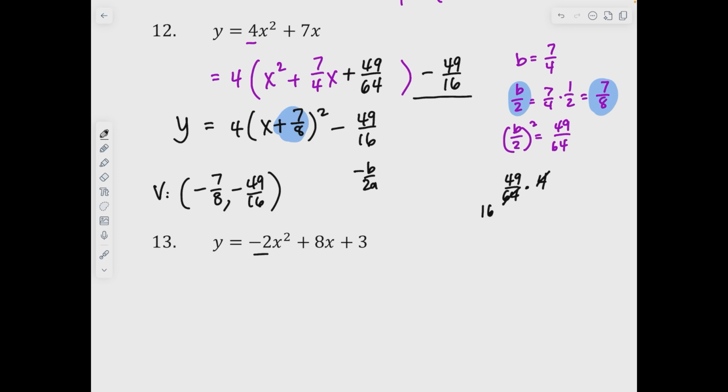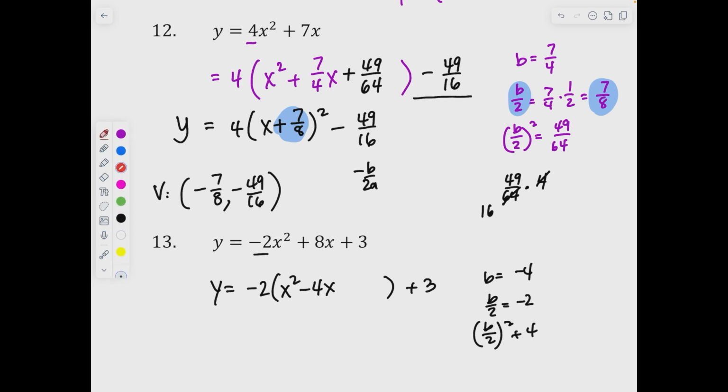Okay, for the next problem, same thing. I'm going to start off by factoring out a -2. So when I factor out a -2, I get x squared and then minus 4x. And then I still have the plus 3 out there that I don't need. My b value is -4. When I half it, it becomes -2. And when I square it, that becomes +4. So this plus 4 is going to go right there.